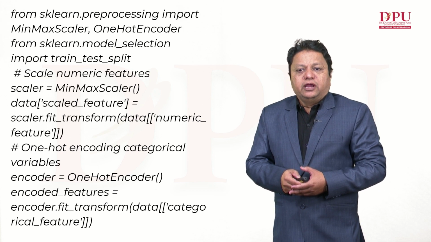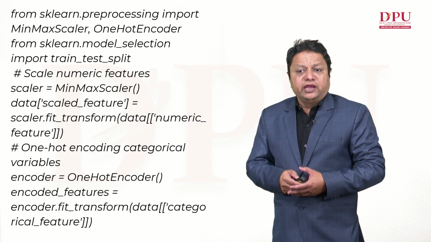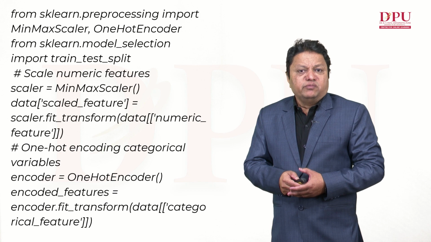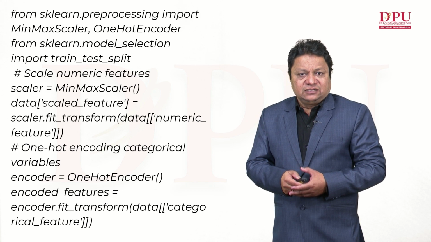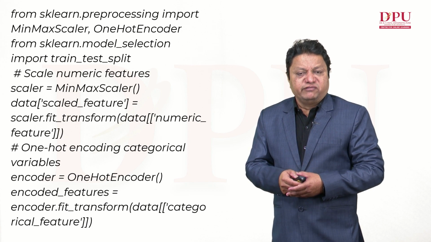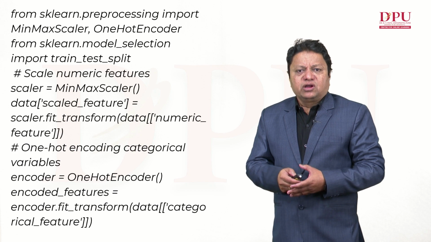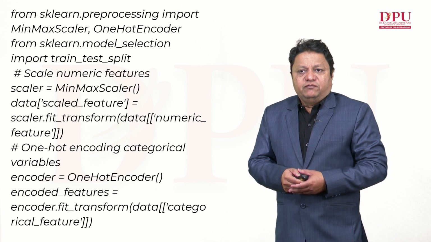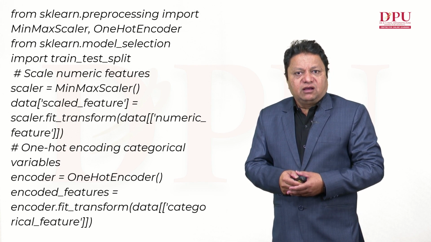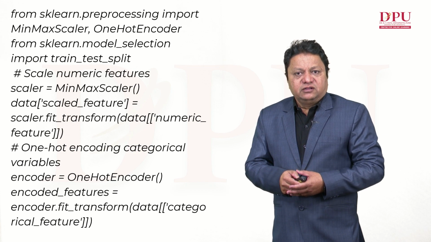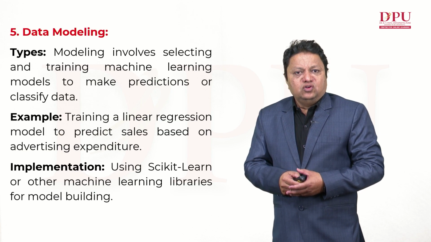For example, encoded_features is equal to encoder.fit_transform, specify the column name of the dataset in which the categorical data exists, or for which you want to convert the categorical data into a numerical one. So, in this example we have scaled down the numerical data by using the MinMaxScaler, and after that we have converted the categorical data into a numerical one.